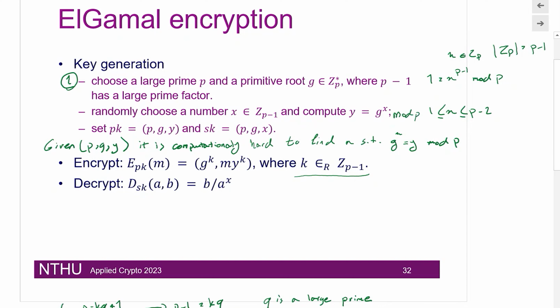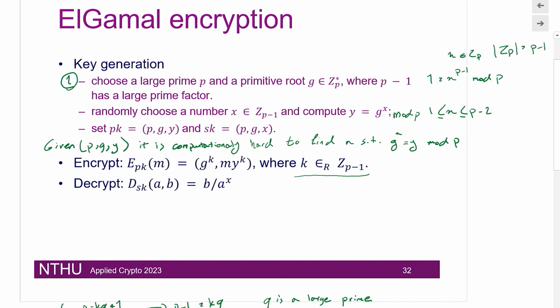We set the public key to be the prime p, the generator g, and this y, and the secret key would be p, g, and x. It is fine to share the public key because recovering x is a discrete logarithm problem. Nobody should be able to compute x efficiently.